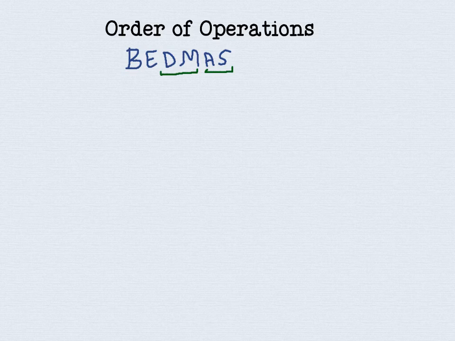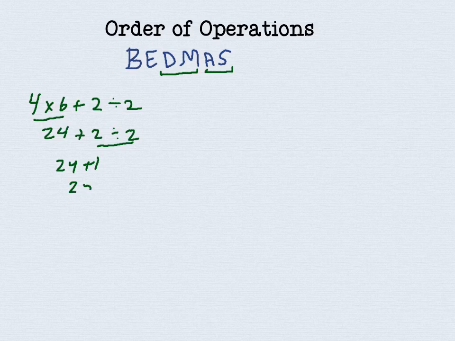Here's an example. 4 times 6 plus 2 divided by 2. BEDMAS says you do brackets, there's none, exponents, there's none. You do division or multiplication first. In this question, multiplication comes first. So you would do 24 plus 2 divided by 2. The next step would be to do the division because that comes before addition. So 2 divided by 2 is a 1. 24 plus 1, you get 25.